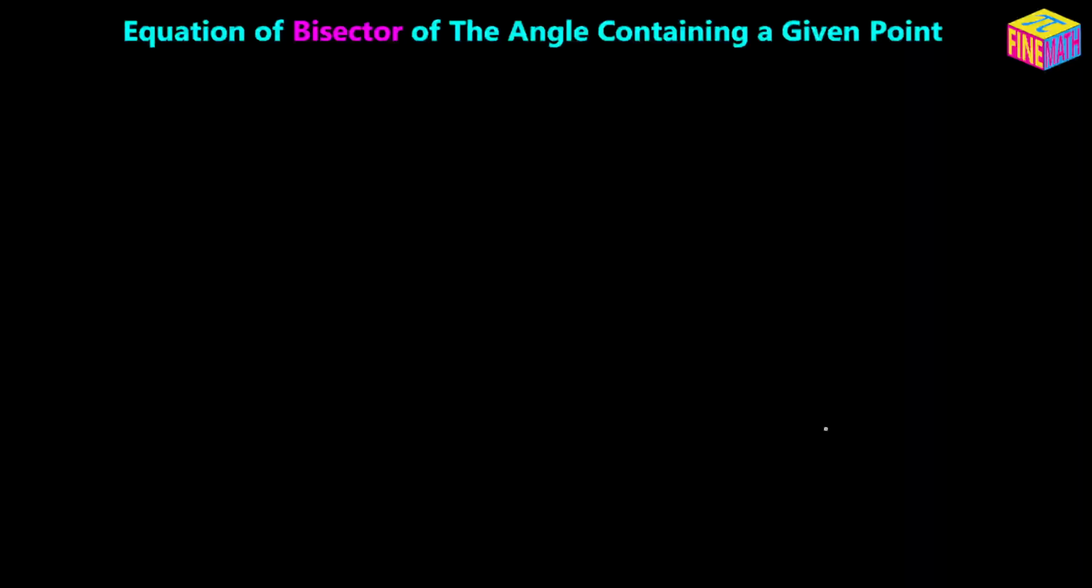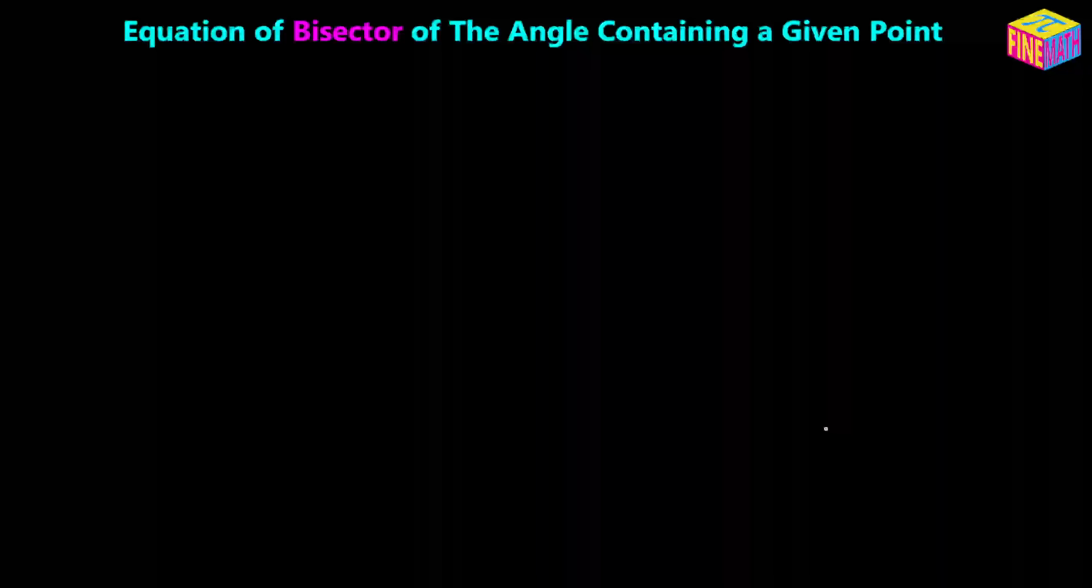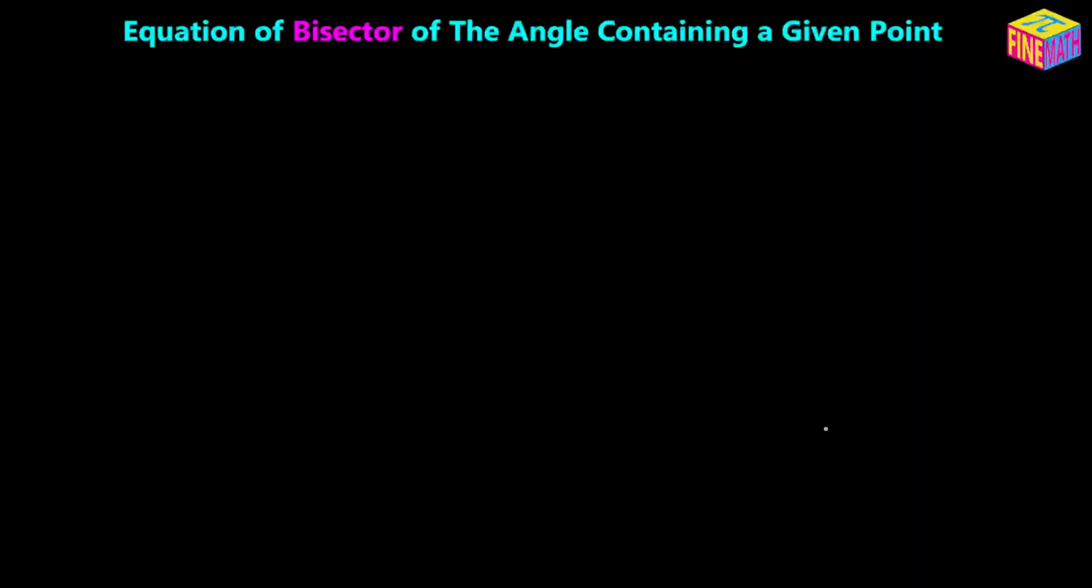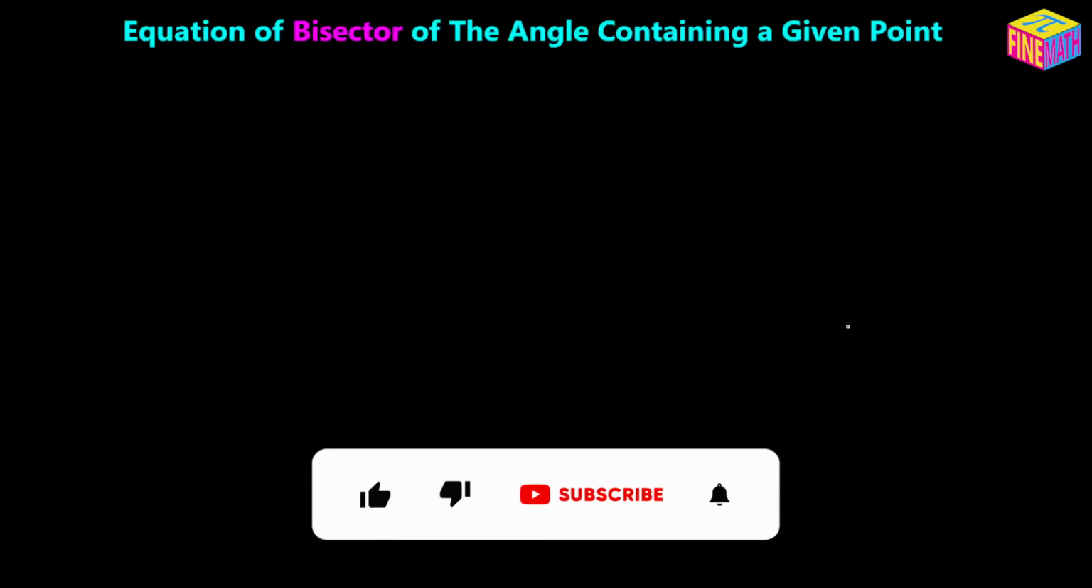Hi everyone. In this video, we are going to discuss how to find the equation of the bisector of an angle that contains a given point. And this angle is an angle between two intersecting straight lines which are not perpendicular to each other. In the previous video, we have seen how to find the equation of bisectors of all the angles between two straight lines. And here we are going to determine which one of them would be the bisector of the angle that contains a given point.